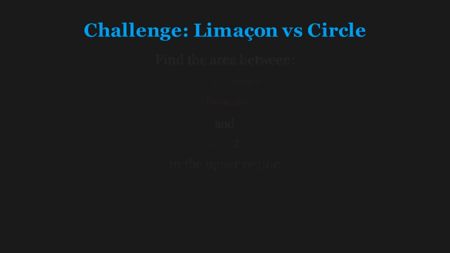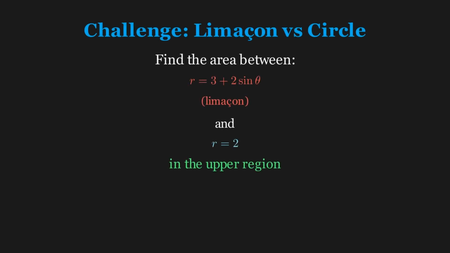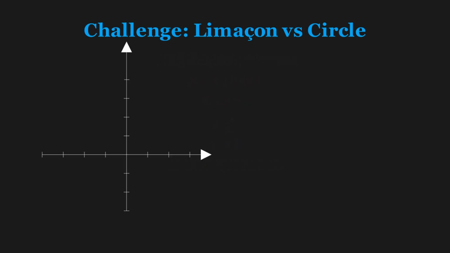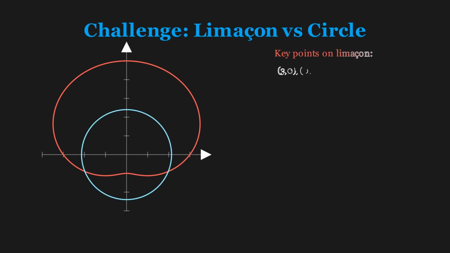Here's a challenge. Find the area between the limaçon r equals 3 plus 2 sine theta and the circle r equals 2 in the upper region. Let's see both curves. The limaçon r equals 3 plus 2 sine theta creates this heart-shaped curve. The circle r equals 2 is centered at the origin. We can see these curves intersect at 2 points and we want to find the area between them in the upper region.